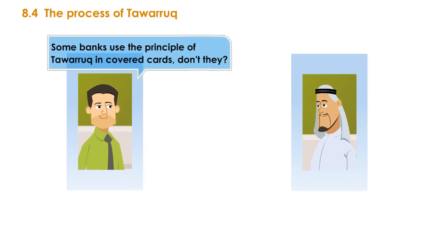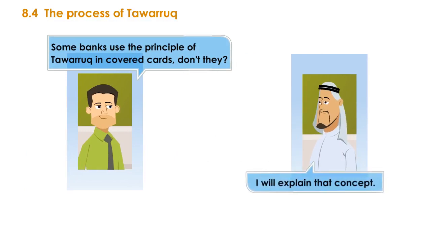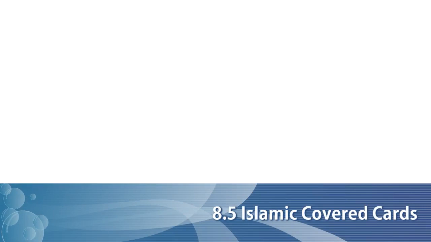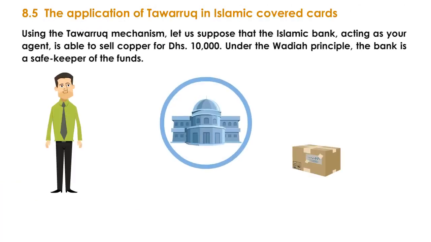Some banks use the principle of tawarruk in covered cards, don't they? I'll explain that concept. Islamic covered cards. Using the tawarruk mechanism, let us suppose that the Islamic bank, acting as your agent, is able to sell copper for 10,000 dirhams. Under the wadi'a principle, the bank is a safekeeper of the funds.